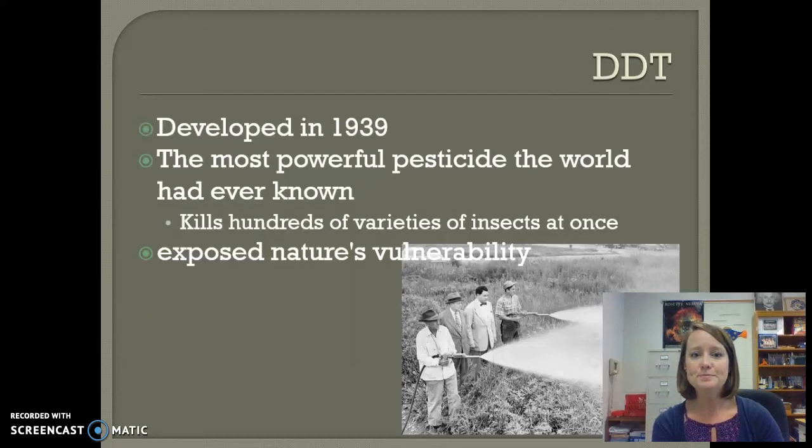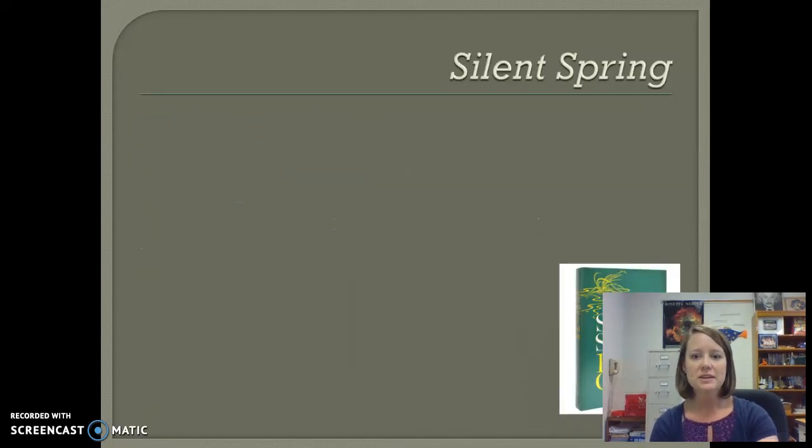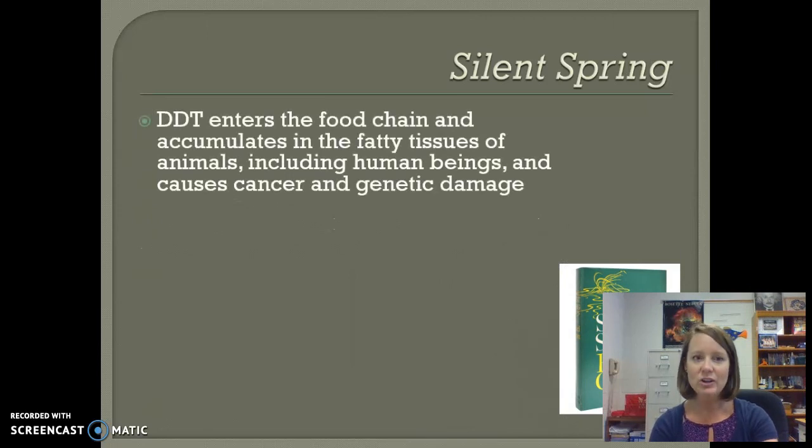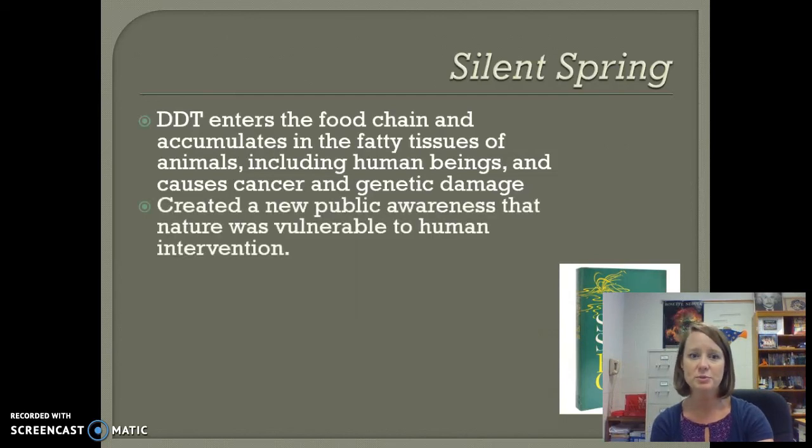And what this book did was expose our vulnerability when we look at nature's systems and how we as humans input something into that system, the adverse effects that can result. So Silent Spring outlined how DDT enters our food chains. It accumulates, just like mercury accumulates, in our fatty tissues. So it passes up the food chain, and it has even been found in humans, and it's been known to cause cancer and genetic damage that affects our offspring.